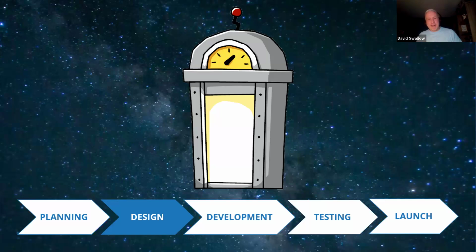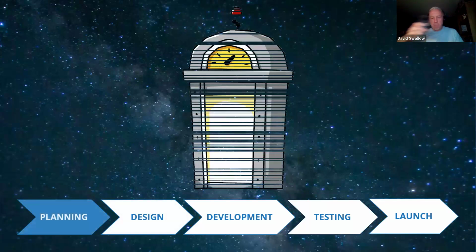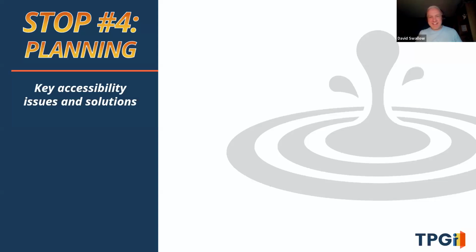But let's go further back. Where do all these decisions start? So let's travel to the planning phase. Okay, here we are at the planning phase where the vision for a product is set, resources are allocated, and requirements shape every downstream decision. But this is also where many accessibility issues are born.